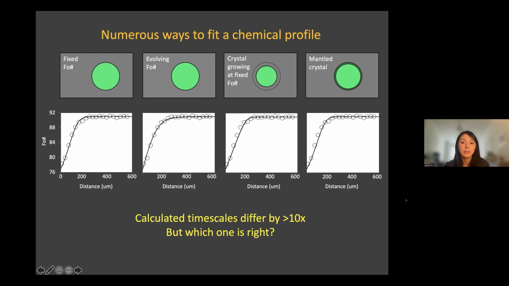So there are at least 4 different ways in which you can model and fit a single chemical profile. And the calculated timescales between these models differ by a factor of 10 at least. But how do we know which is the right one to use? What are the right modeling parameters to use? This question of what boundary conditions to use, how much crystal growth there is and how much diffusion there is, these questions have been around for a long time. And how do we go about addressing that?